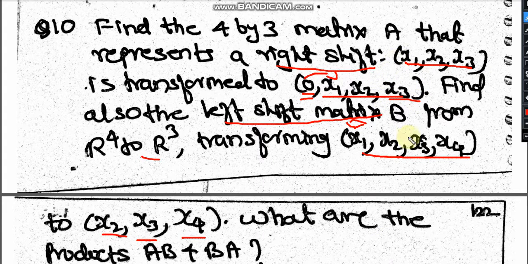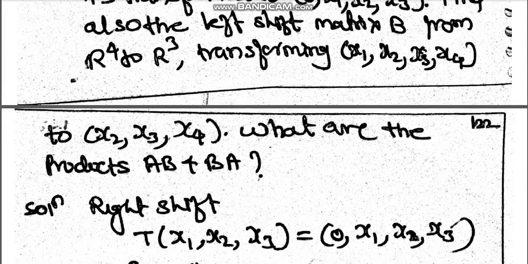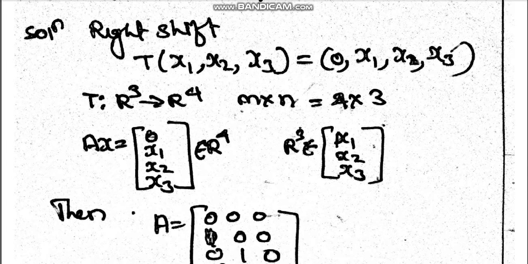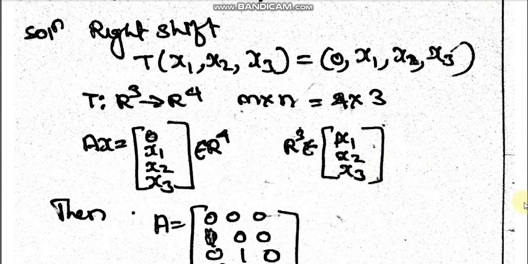So here you also have to find the product A into B and B into A. Just write the basis of the vector. So you know that the transformation T transforms x1, x2, x3 in this form. So it is from R raised to 3 to R raised to 4. So you can write Ax is b. After transforming you get 0, x1, x2, x3 and so R raised to 3 given is x1, x2, x3. So depending on that you can write the matrix.